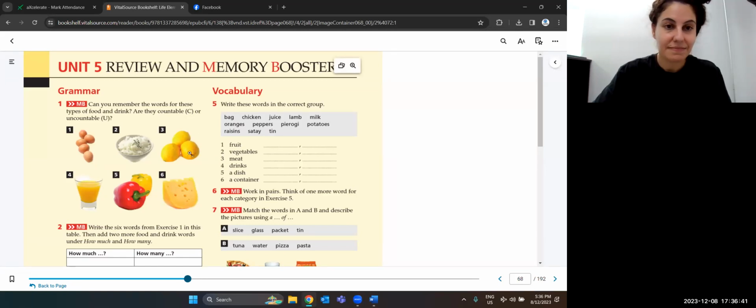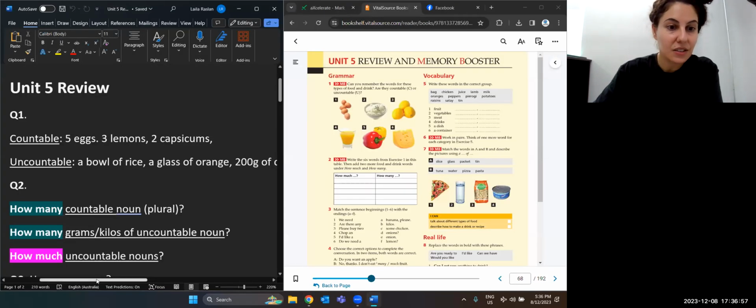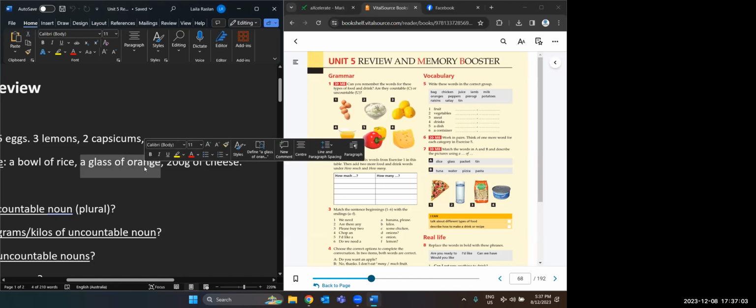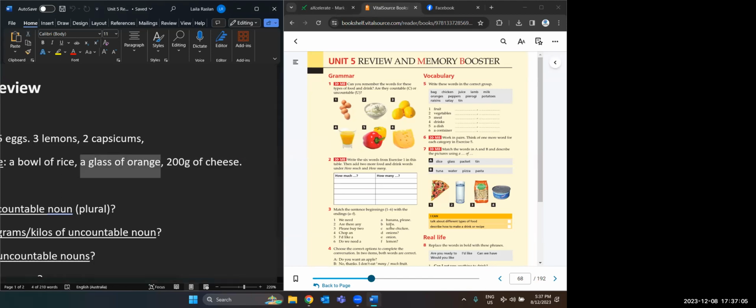Lemons. Countable. 1 lemon, 2 lemons, 3 lemons. Orange juice as a glass, not the fruit, it's uncountable. So I say 1 cup of orange juice. Can I please get 2 glasses of orange juice? 3 glasses of orange juice?